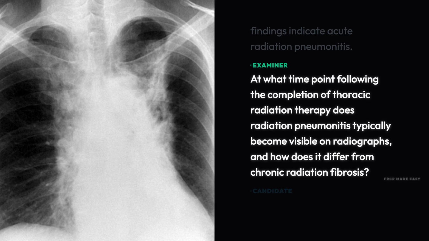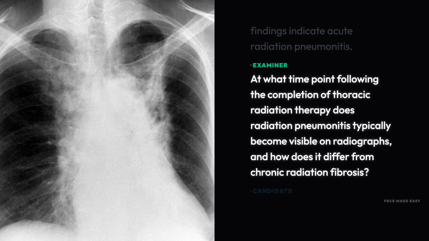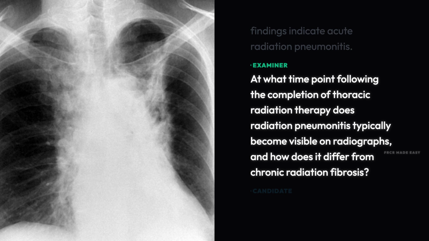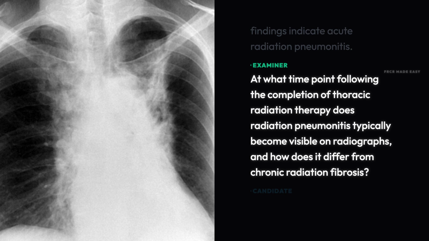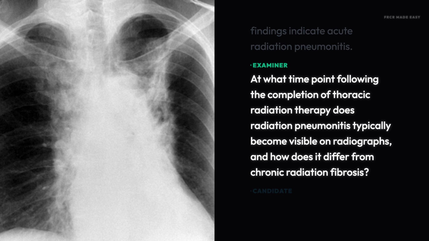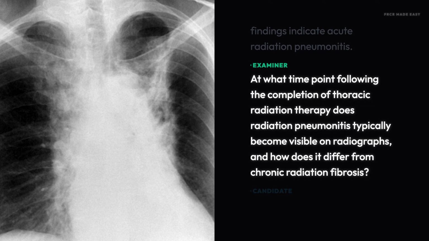At what time point following the completion of thoracic radiation therapy does radiation pneumonitis typically become visible on radiographs? And how does it differ from chronic radiation fibrosis?